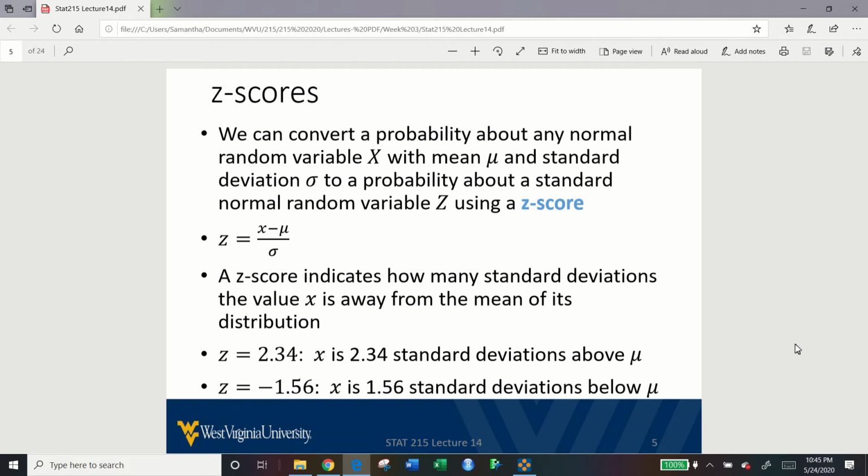So a z-score of, say, 2.34 is saying that x is 2.34 standard deviations above the mean. And a z-score of negative 1.56 says that x is 1.56 standard deviations below the mean. So regardless of how your original normal distribution is, we convert it into the standard normal distribution and put it in terms of units of standard deviation.